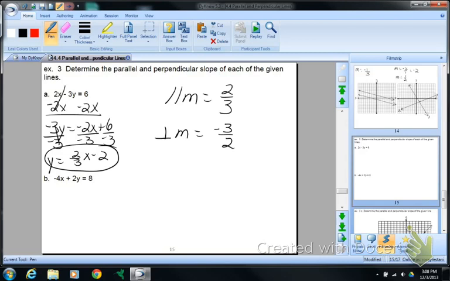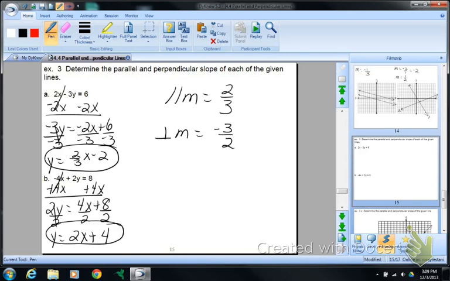Okay, y'all do example B. So the equation is y equals 2x plus 4. What is the parallel slope? 2. Remember, parallel has the same slope. The perpendicular slope is the opposite and the reciprocal. So that would be negative what? 1/2.